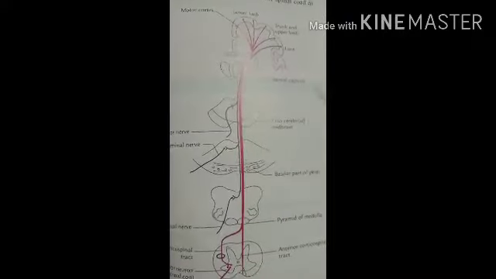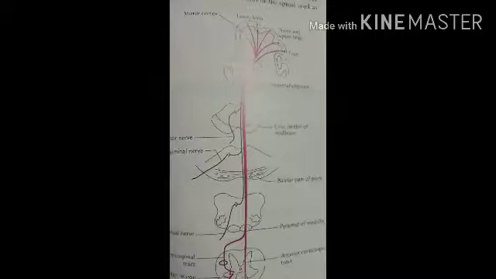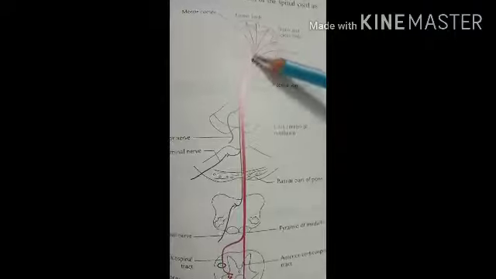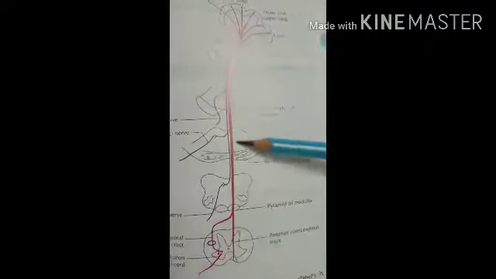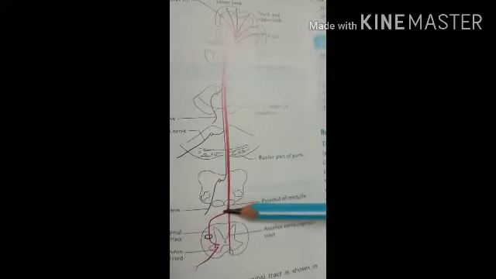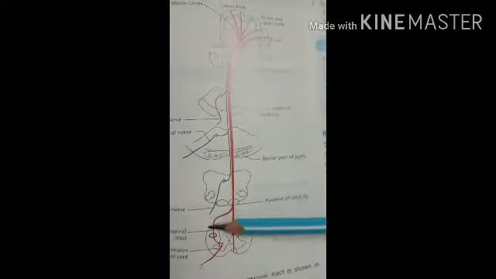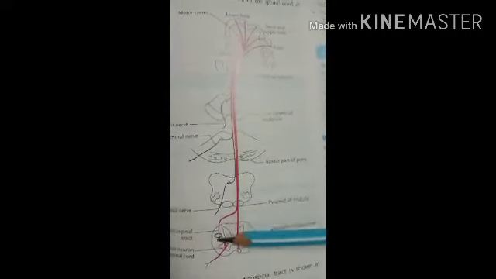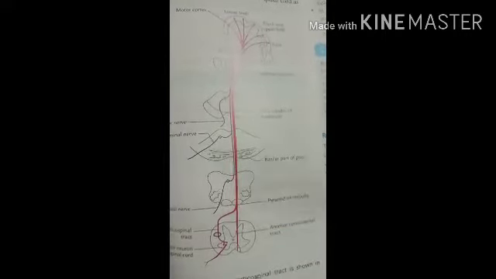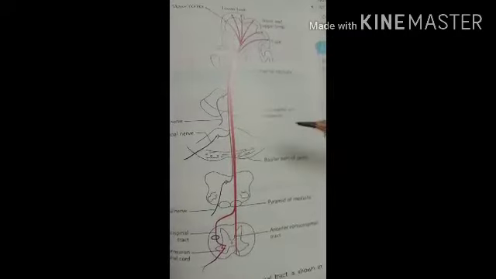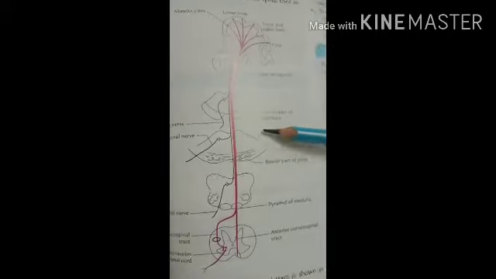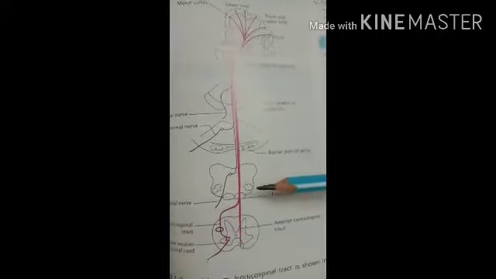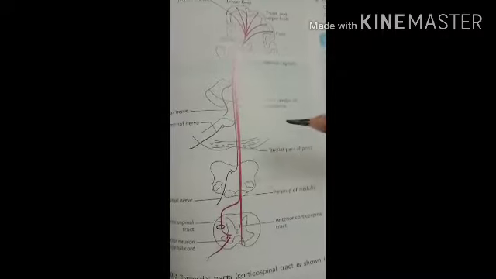Then the clinical or applied anatomy. The first clinical point is lesion of the pyramidal tract. You know this is the pyramidal tract that comes out from the internal capsule, and at the lower side of the medulla oblongata, 80% of the fibers cross and go to the opposite side to form the pyramidal decussation. So a lesion of the pyramidal tract above the level of the decussation results in loss of voluntary movement in the opposite half of the body.